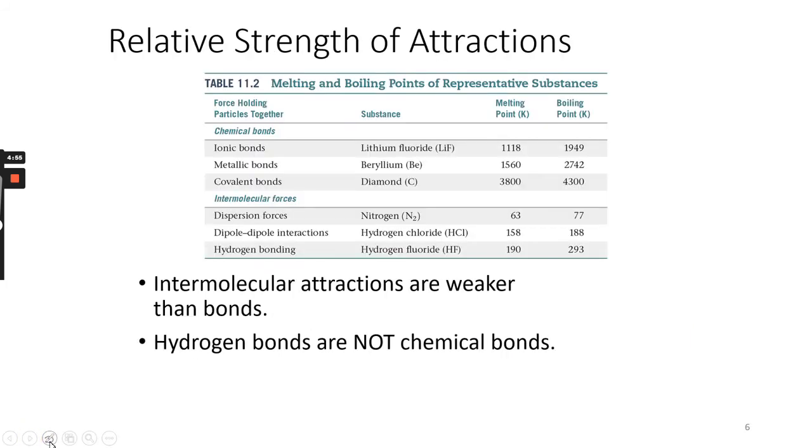So the relative strength of attractions: you can tell how strong the attractions are by looking at the melting and boiling points. The higher the boiling point, the stronger the attractions. Intermolecular attractions are weaker than bonds. One of the intermolecular forces, which we're going to talk about more later, is called hydrogen bonds, but that is not a bond. So I always like to do this: not a bond. It's an intermolecular force.